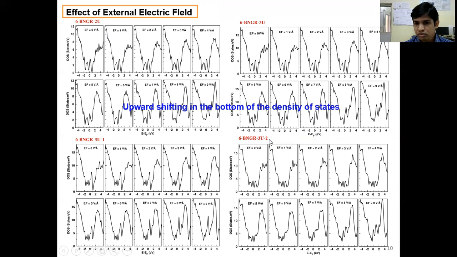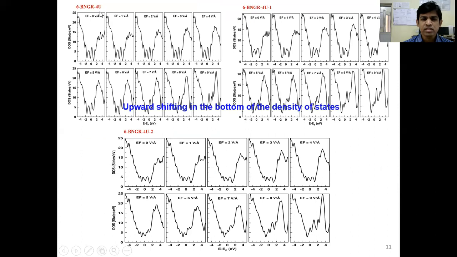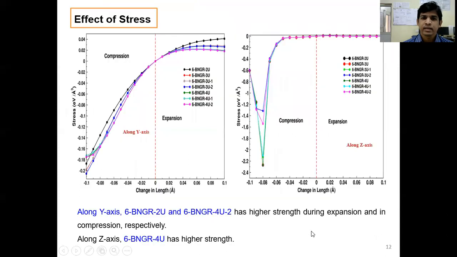Similarly, with two vacancies, the shifting is higher. So with vacancy, and by increasing the applied field, the response time will be higher. The same thing is also observed with the 4-layer hybrids. You can see here that up to 4 there is no change, but after that shifting is observed. We can also see this with one vacancy and double vacancy.